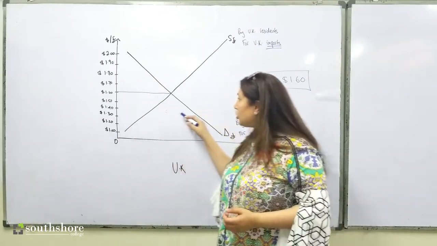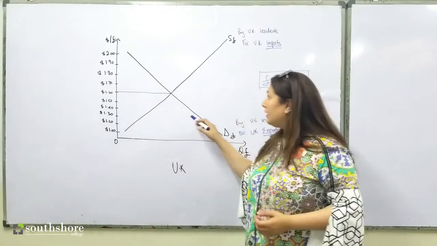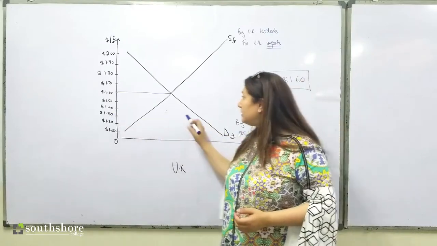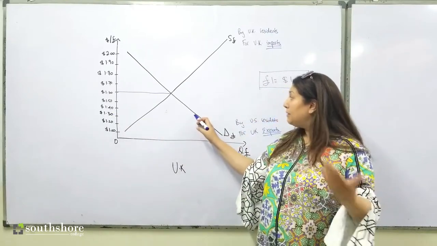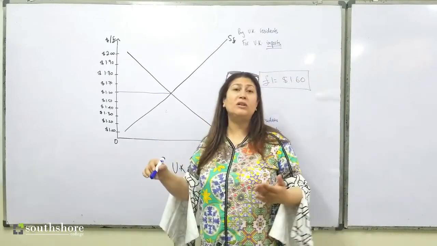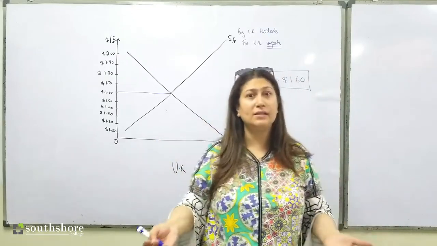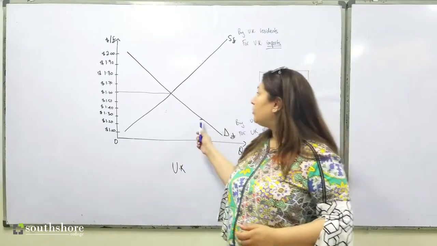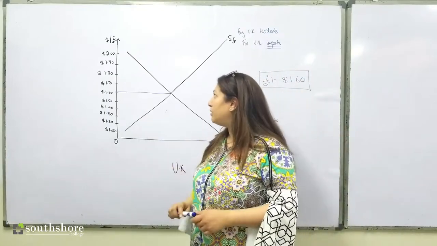Similarly, at lower exchange rates, there's going to be a shortage. As the exchange rate falls lower, the demand for pounds will be very high. People will be demanding this currency a lot at this lower exchange rate. However, not many UK residents will be willing to supply their currency at such a low exchange rate. There will be a shortage and therefore an upward pressure.